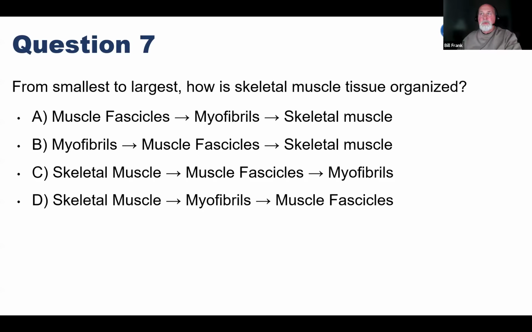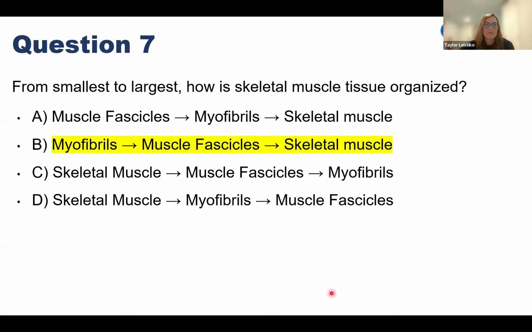And the poll in 3, 2, 1. Nice. Looks like 90% got it right. The answer is B. So yeah, from smallest to largest, it's going to be those myofibrils, and then a bunch of myofibrils making up the fascicles, and then the fascicles make up the entire skeletal muscle.